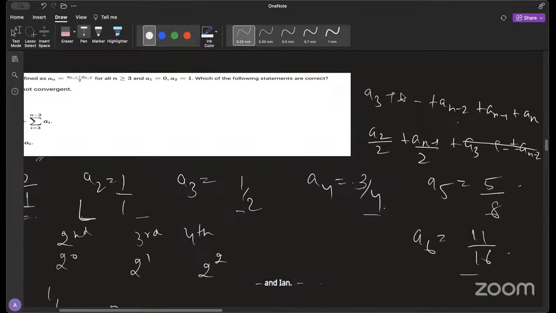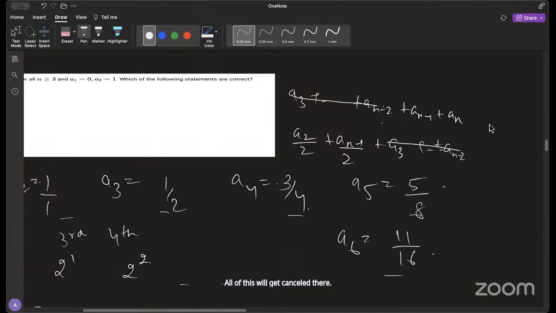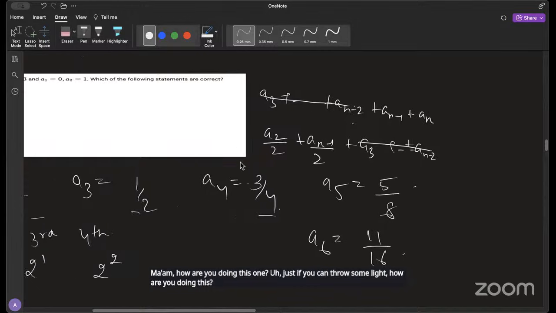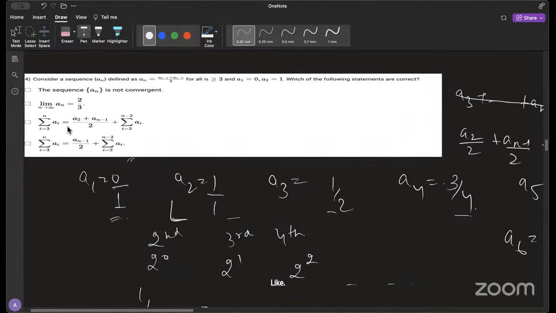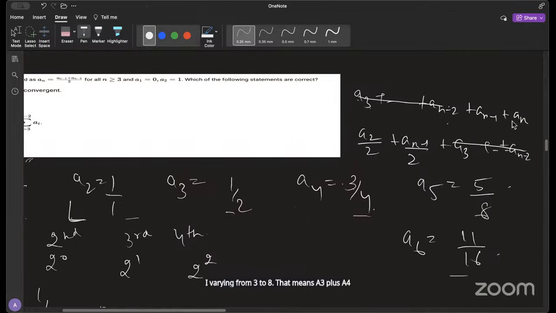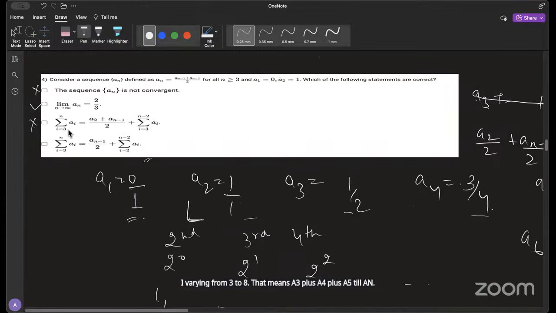All of this will get cancelled here, and then you will be left with AN minus 1. Ma'am, how are you doing this one? Just if you can throw some light. How are you doing this? Like, any example? We're just expanding this thing. So you have AI, I varying from 3 to n. That means A3 plus A4 plus A5 till AN, right? This one.